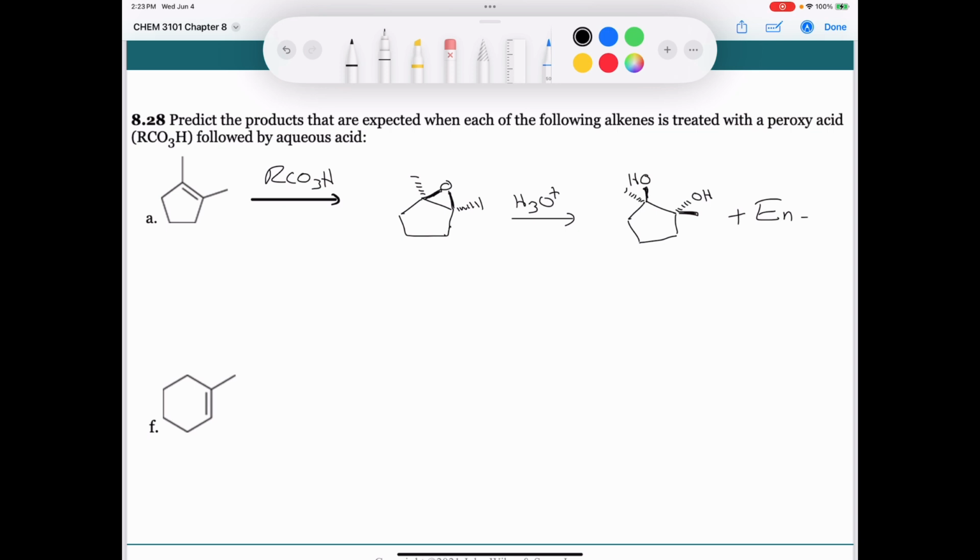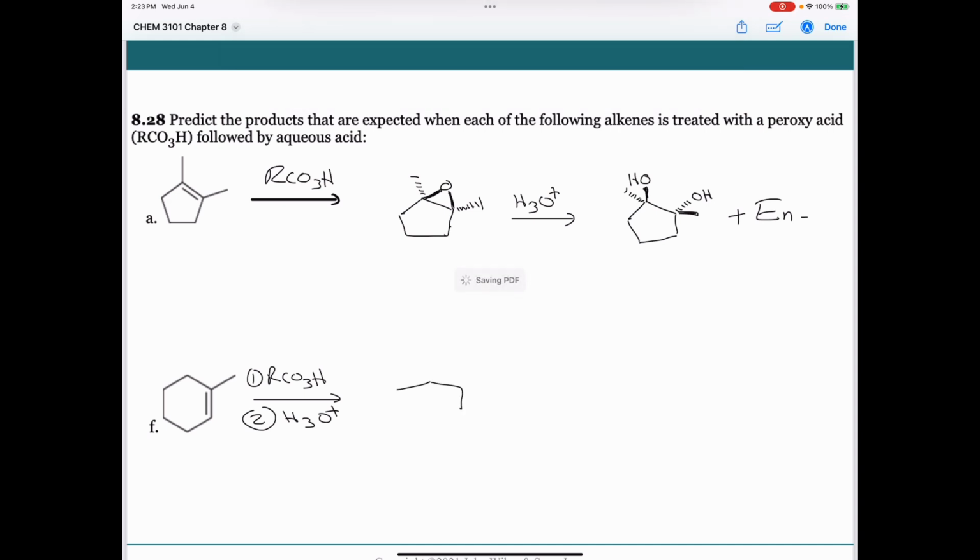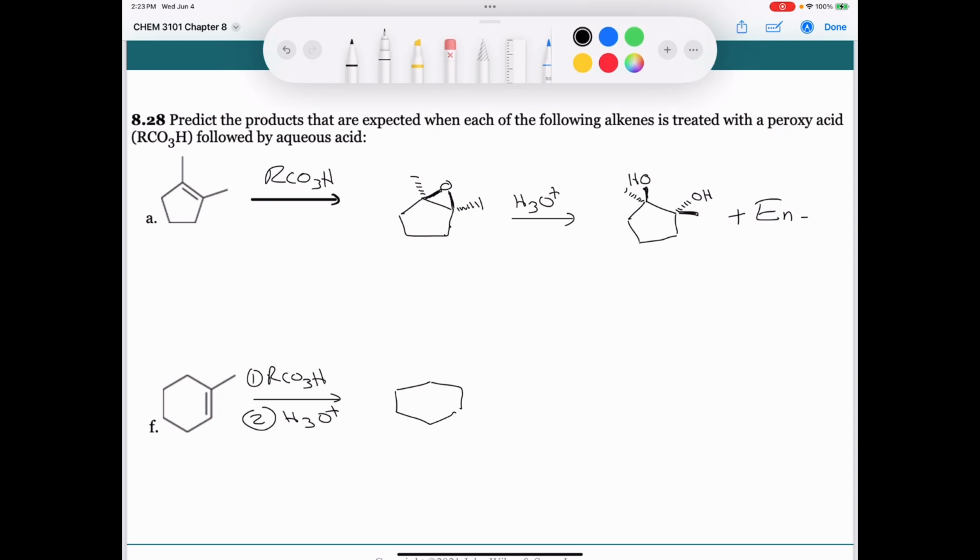And in the next one, let's just do this one a little bit faster maybe. We'll put here step 1, our RCO3H, our peroxy acid. Step 2, H3O+. So remember, we get anti-addition, and so we'll draw our 6-membered ring. If the iPad will let me. There we go. We're going to have one hydroxyl group pointing down. The other one's going to be pointing up. And so if the hydroxyl group on the top is pointing down, that would mean the methyl group has to be pointing up. And then we're going to get the enantiomer of this compound as well.